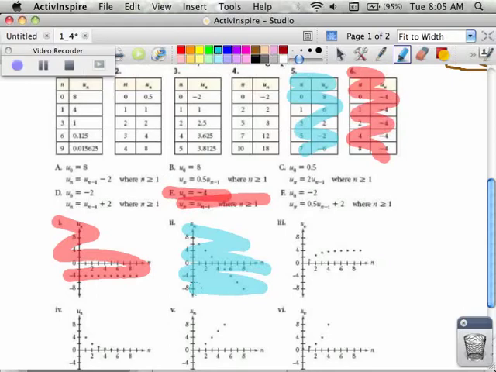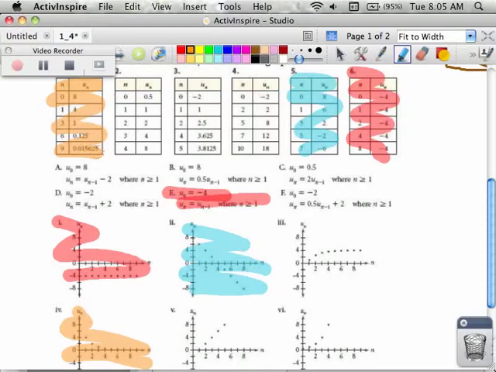And that means that the only other one that goes down, which is IV down here, Roman numeral 4, has to be the only other table that goes down, which is table number 1. So now I got to match those tables and pictures to their equation.